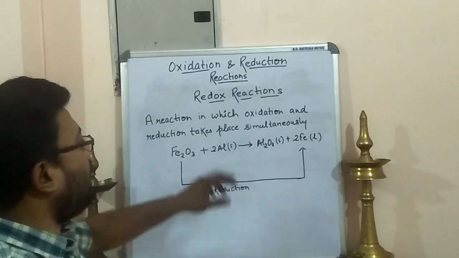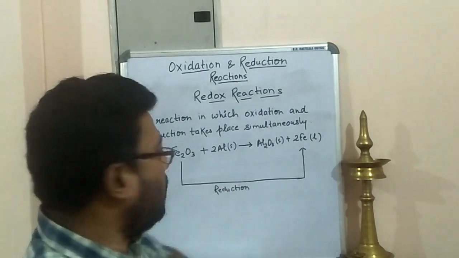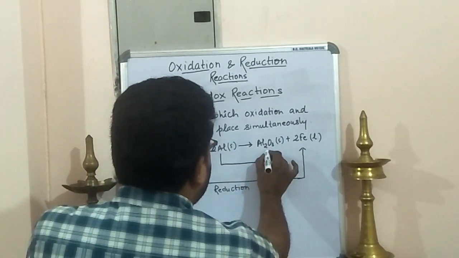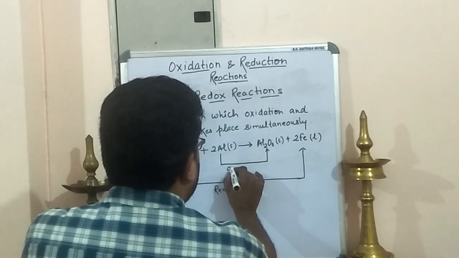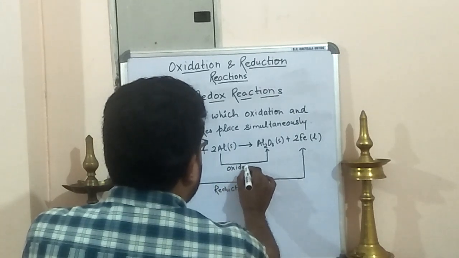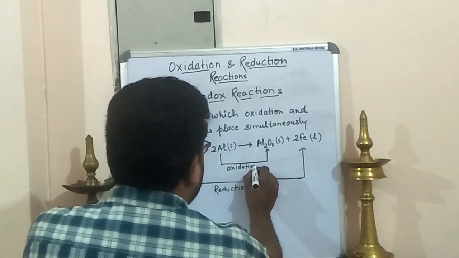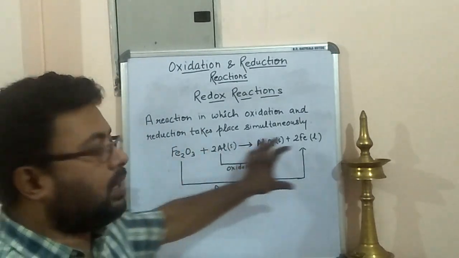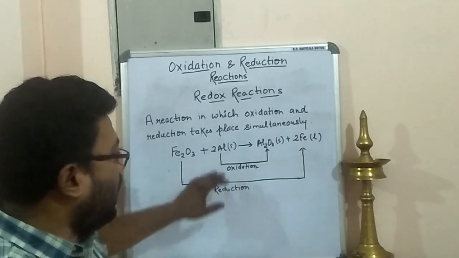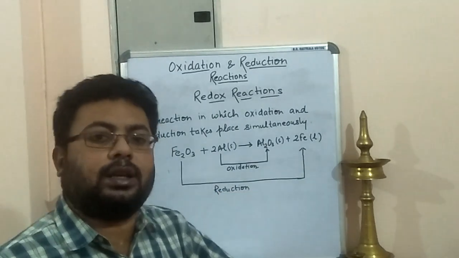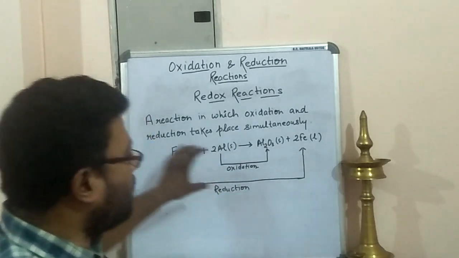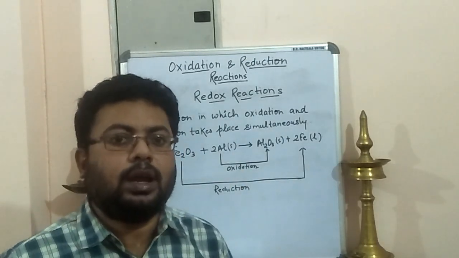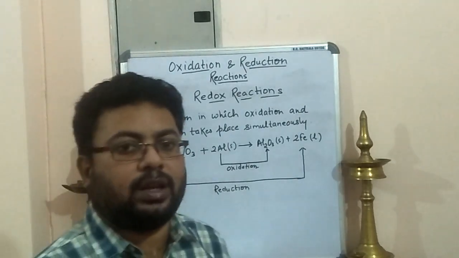Now let us look at aluminium. What is happening to aluminium? In aluminium we see that it gets oxidized to aluminium oxide. So that is oxidation. That means here in the same reaction, oxidation and reduction both are taking place simultaneously. Such types of reactions are known as redox reactions. I hope this redox reaction is very clear to you.